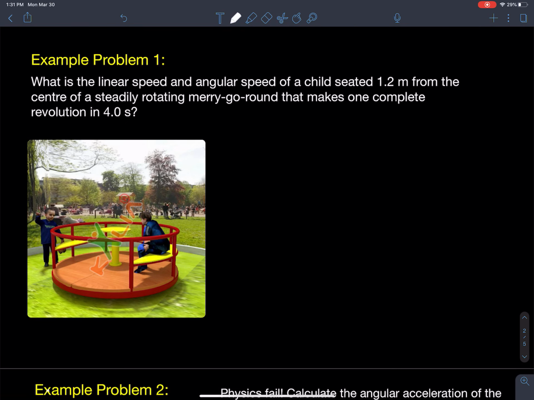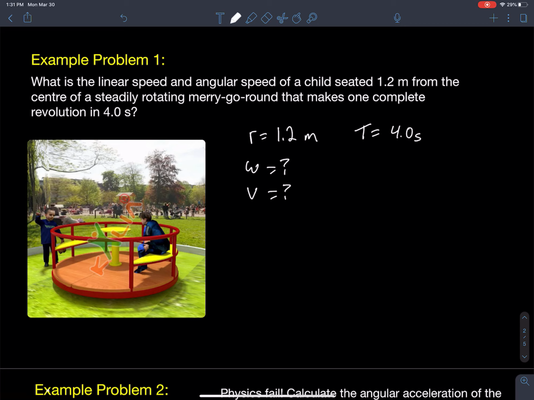What is the linear speed and angular speed of a child seated 1.2 meters from the center of a steady rotating merry-go-round that makes one complete revolution in 4 seconds? So I should write down these terms. The radius in this case is going to be 1.2 meters. The question is asking me for my angular velocity and my velocity. We don't know what those are yet. But I also know that the period is equal to 4.0 seconds.